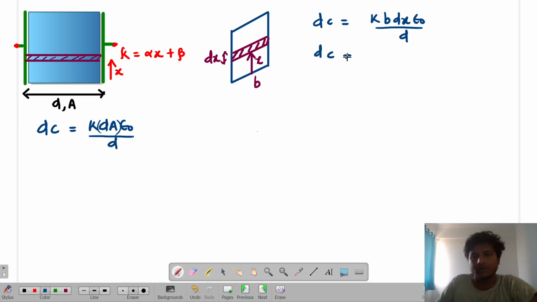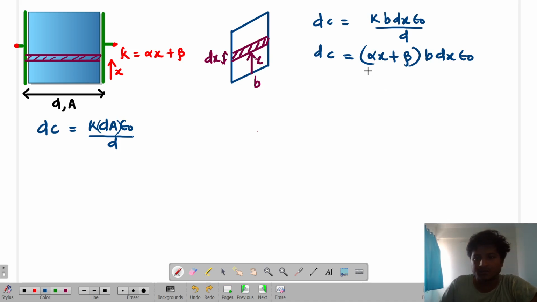So dC will be what? K is given as alpha x plus beta, into b dx, epsilon naught by D. Is that clear or not?